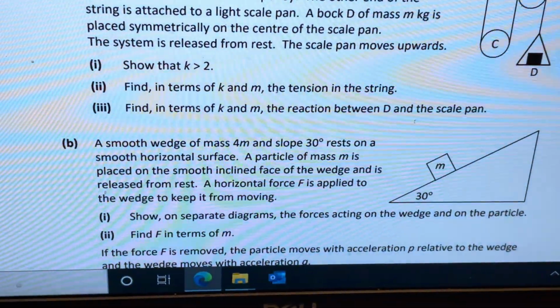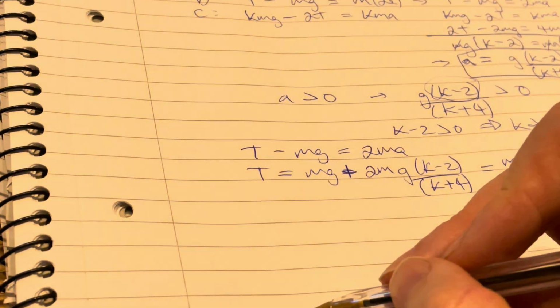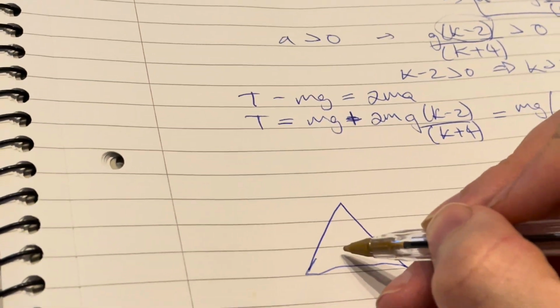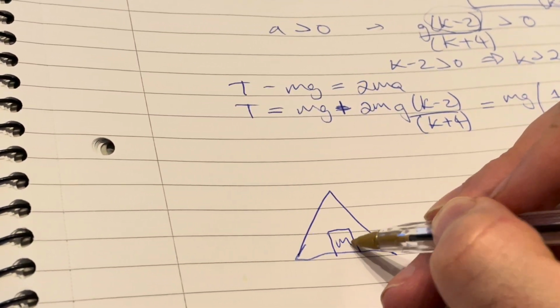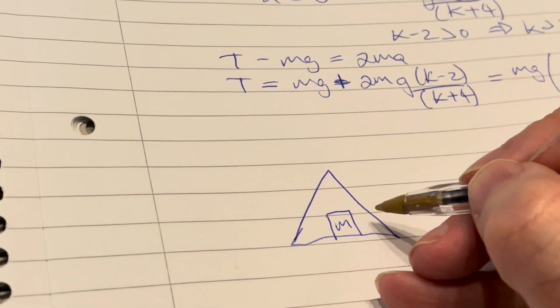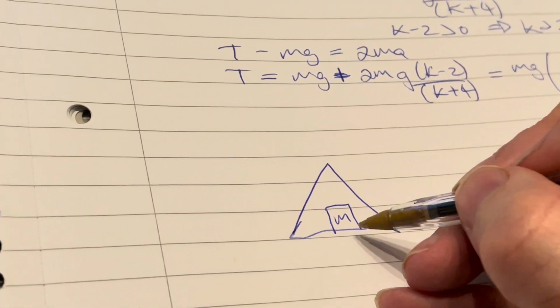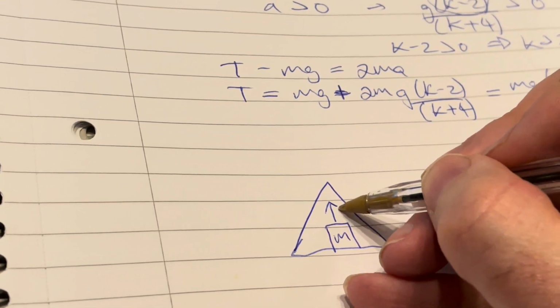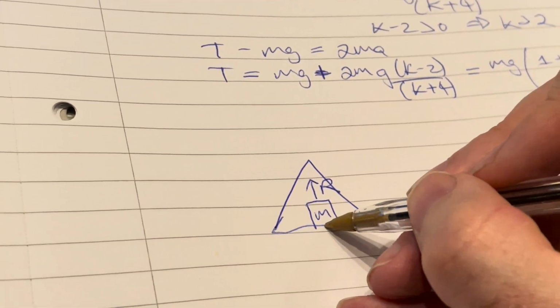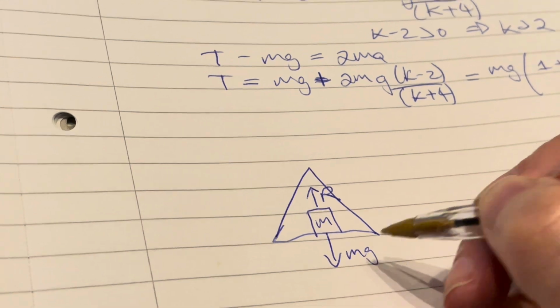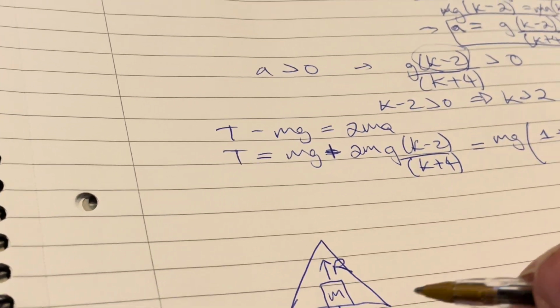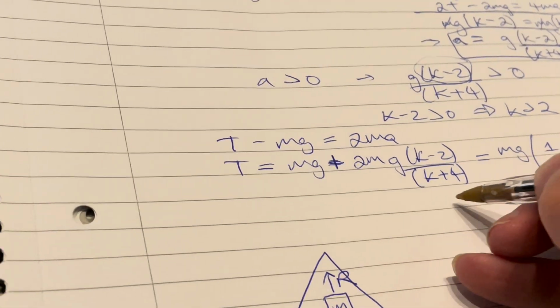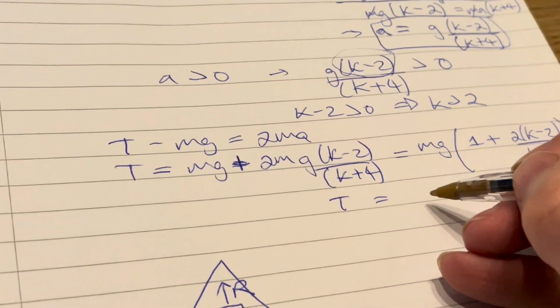Find in terms of k and m the reaction between D and the scale pan. So that's the interesting bit. Now we're looking at the scale pan in more detail. What's happening? Well, the reaction force is always perpendicular to the surface, so let's call that R. You have mg down. And actually, it might be useful to just finish out that T there.